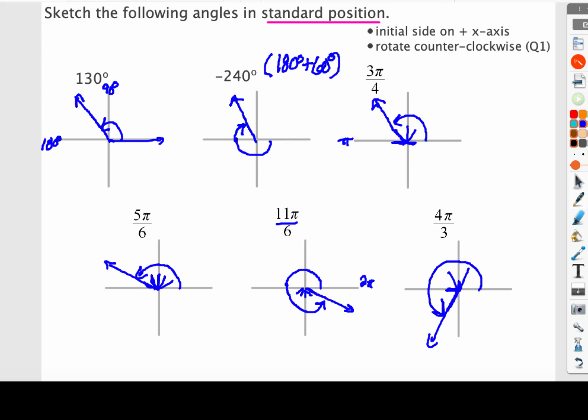So remember to keep your initial side on the positive x-axis and rotate counterclockwise, right, through quadrant 1 and up and around, unless you're dealing with those negative angles. Then we're going to go clockwise around our axis. Hopefully that helps you graphing in standard position.